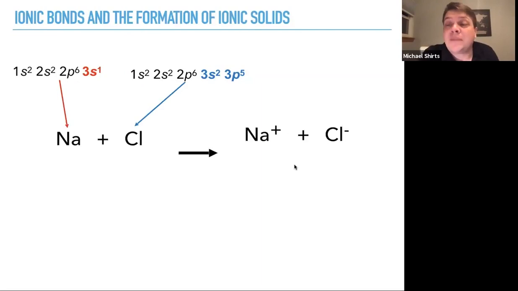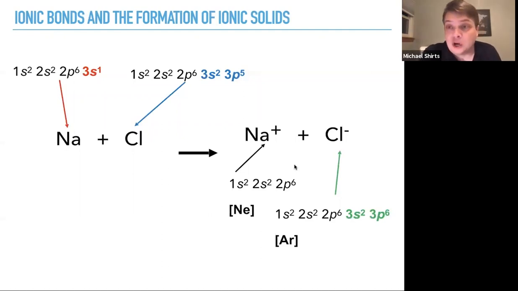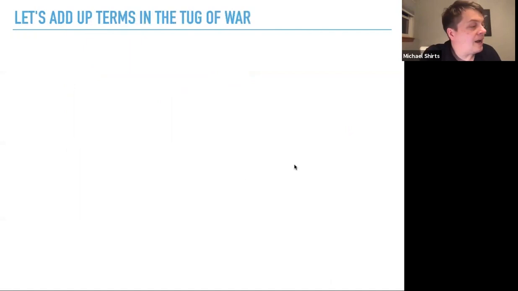And from what we know about periodic trends, that 3s electron comes off pretty easily. And the chlorine would really like to have another electron to fill up its n=3 orbital. So it seems very natural to have a sodium plus and a chlorine minus. And so now they both have noble gas configurations. Those are quite stable.